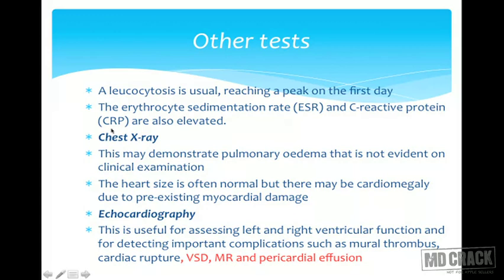Echocardiography, important. This is useful for assessing left and right ventricular functions and for detecting important complications such as mural thrombus, cardiac rupture, ventricular septal defect, mitral regurgitation and pericardial effusion. So if these complications have developed, the choice of investigation should be echocardiography.